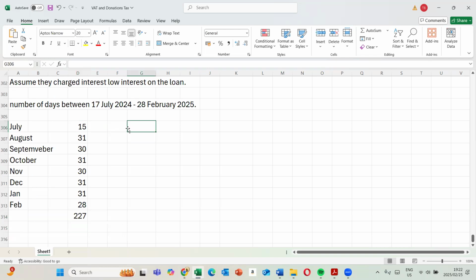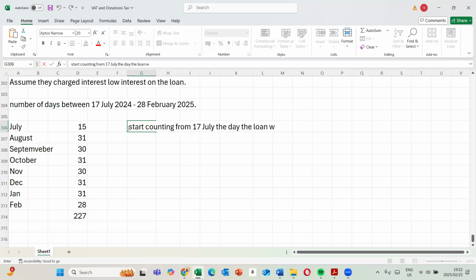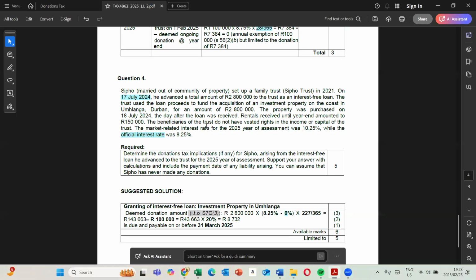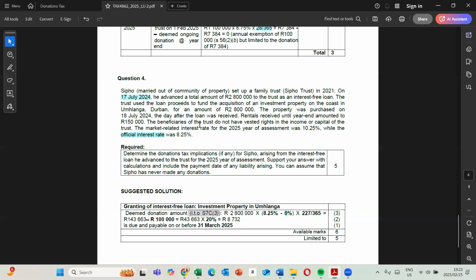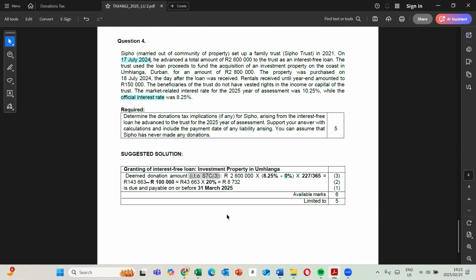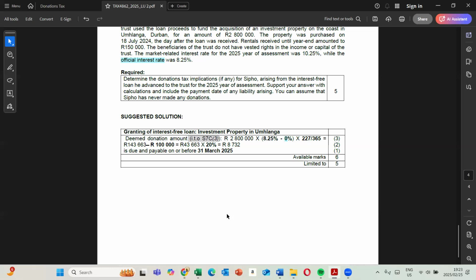So start counting from 17 July, the day the loan was issued. Not to say I'm going to start counting the following day. No. You start counting 17 July, that's 1. So 17, that's 1. 18, 2. 19, 3. Going forward, then you get 227 there. Then you deduct your 100,000 exemption. Then the rest you multiply with 20%. That's how we calculate donations tax.